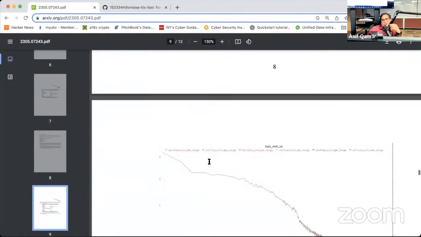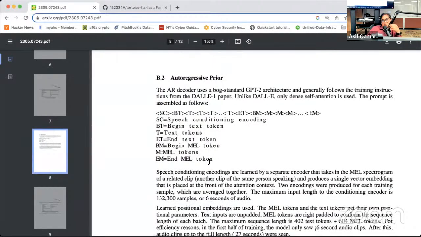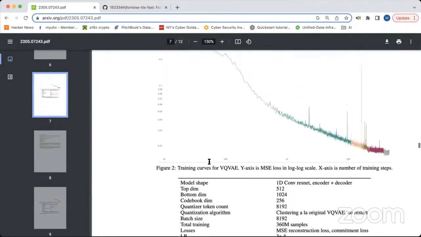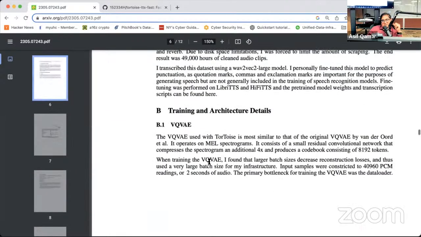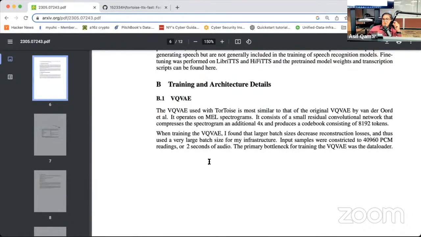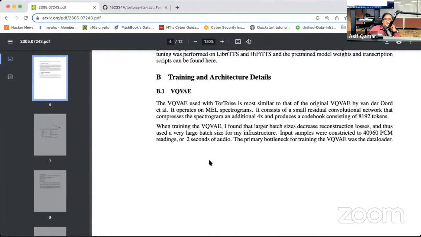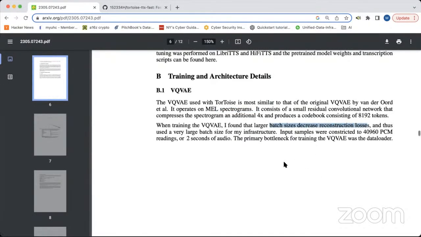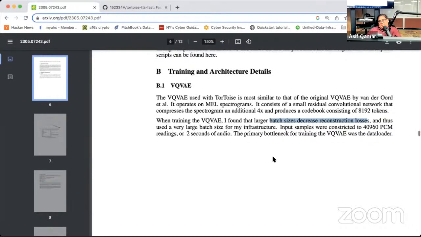Actually, could you tell me why is he using a vector quantized variational autoencoder? Somewhere I saw a VQVAE. Just a little bit above, there was a VQVAE. Okay, so the original VQ-VAE operates on images. It's just encoded. Yeah, exactly. So the VQ used with Tortoise is more similar to the original, it operates on the MEL spectrogram. And large batch sizes decreased reconstruction losses, so he went with large batch sizes and stuff like that.